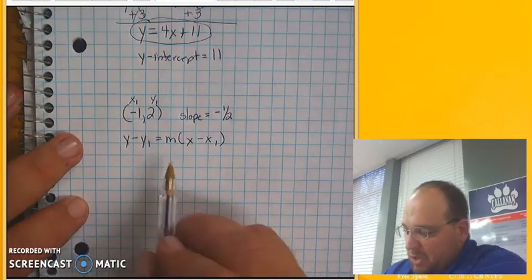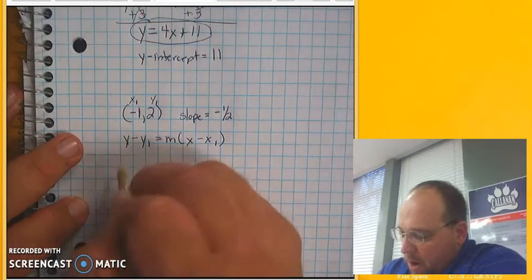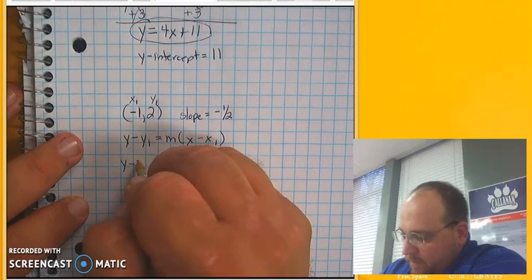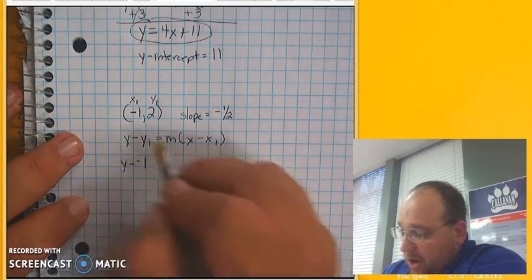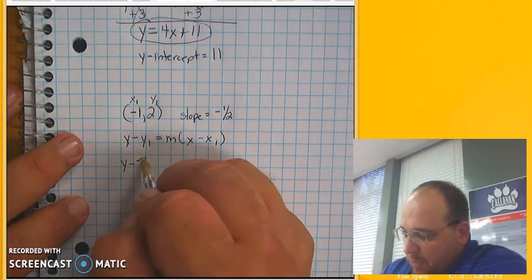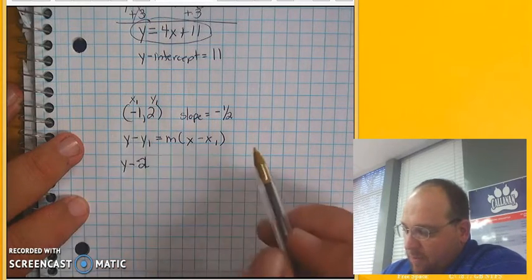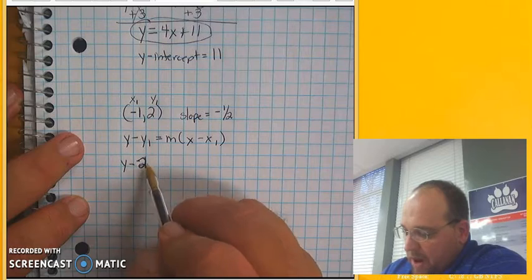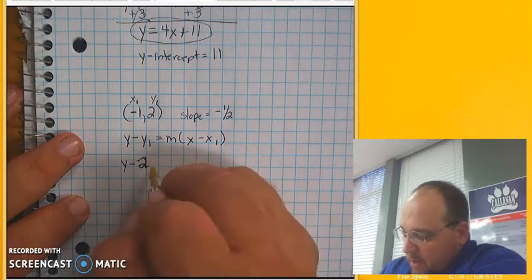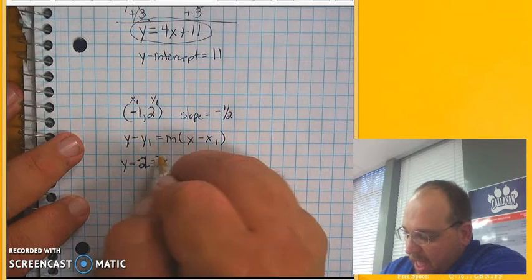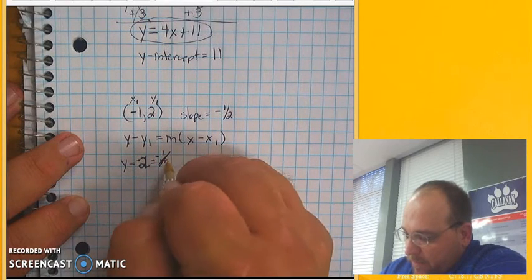So I'm going to go ahead and substitute in here. So for y1, I'm going to put a negative 1. Or sorry, not a negative 1, a 2. So for y1, I need to put a 2, not a negative 1. So I'm going to put a 2 in there, but I'm still subtracting 2. Equals, m is going to be negative 1/2 now because that's my slope.